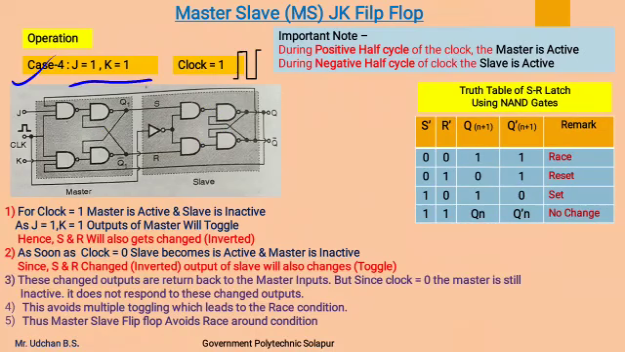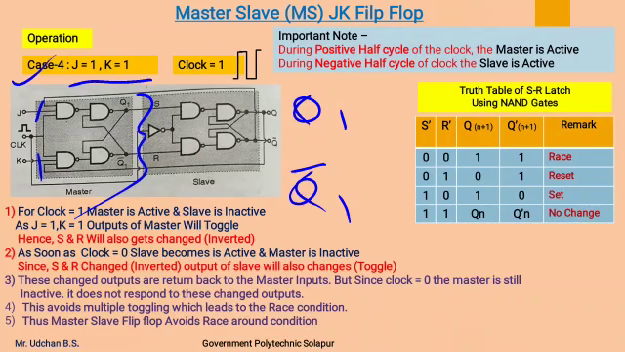Since J and K are both 1, the output of the master JK flip-flop will toggle. We know from the theory of the JK flip-flop that when both inputs J and K are 1, the outputs get toggled, meaning they get inverted. That is, if previously they were 0 1, they will become 1 0. If previously they were 1 0, they will become 0 1. So Q1 and Q1 complement get toggled.